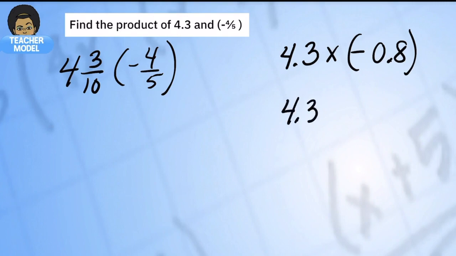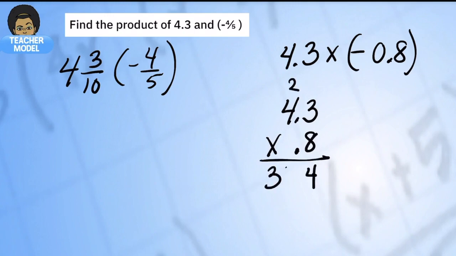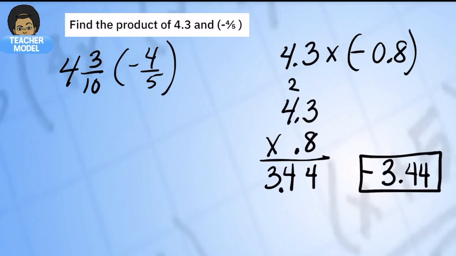So I'm going to stack to multiply. 24 times 34. And because I have two digits behind, I'm going to do the same thing, two digits over here. And I get 3 and 44/100ths. Again, I have a positive times a negative, so my final answer is negative 3 and 44/100ths. It's my final answer. Why? Because I had a negative times a positive. That gave me a negative.